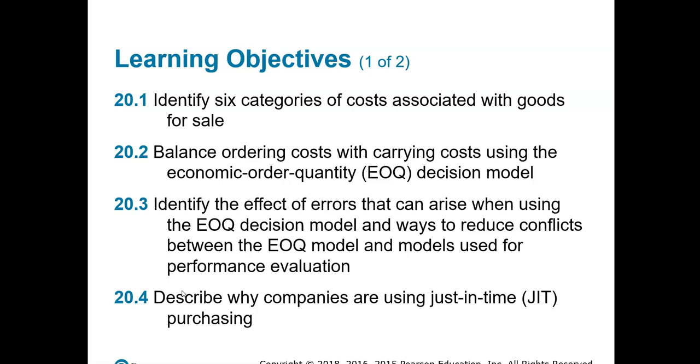Then we're going to learn how to balance ordering costs with carrying costs using an economic ordering quantity decision model. Third, we're going to identify the effects of errors that can arise when using the EOQ decision model and ways to reduce conflicts between the economic ordering quantity model and models used for performance evaluation. Fourth, we're going to describe why companies are using just-in-time purchasing.